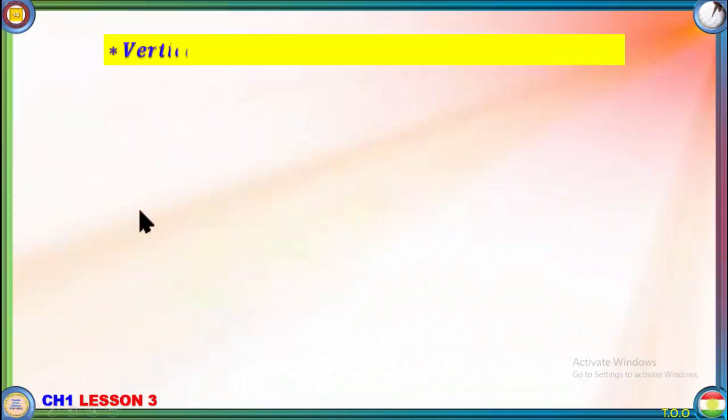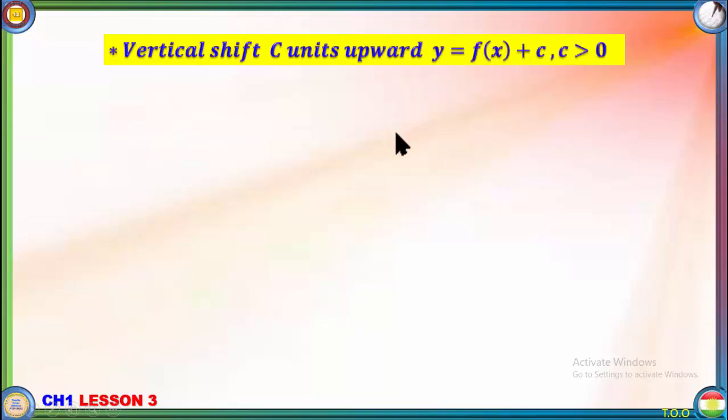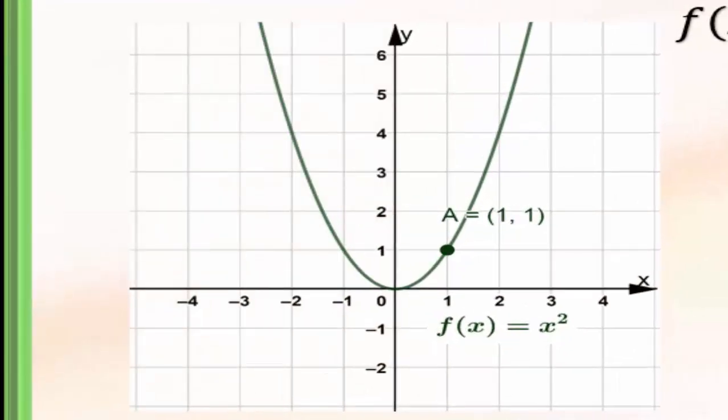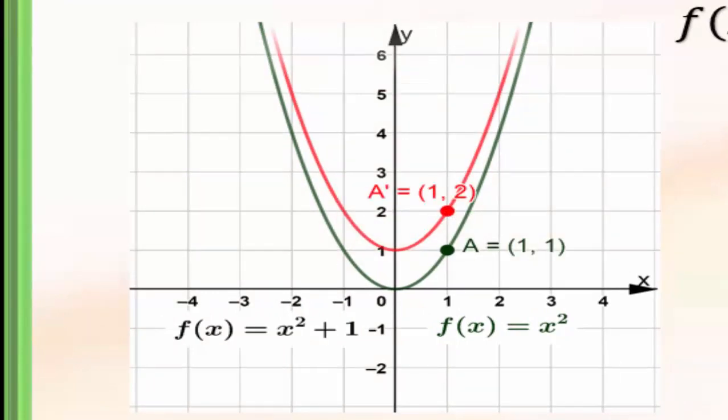Another transformation is a vertical shift c units upward. The original function y equals f(x) becomes y equals f(x) plus c, when c is bigger than 0. If we take the basic function f(x) equals x squared and move it 1 unit upward, it becomes like this. The equation of this function is f(x) equals x squared plus 1, and the point (1, 1) goes to (1, 2). We add 1 unit to the y, it becomes 2.